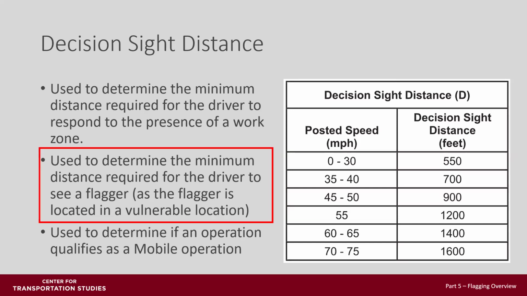In the field manual, the decision sight distance is used to determine the minimum distance required for the driver to see a flagger, as the flagger is located in a vulnerable location, or in work areas and layouts with minimal signing. It's also used to determine if an operation qualifies as mobile. The required decision sight distances are included in the temporary traffic control distance charts in the field manual.